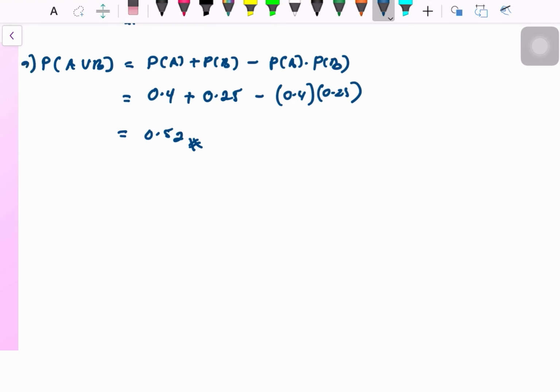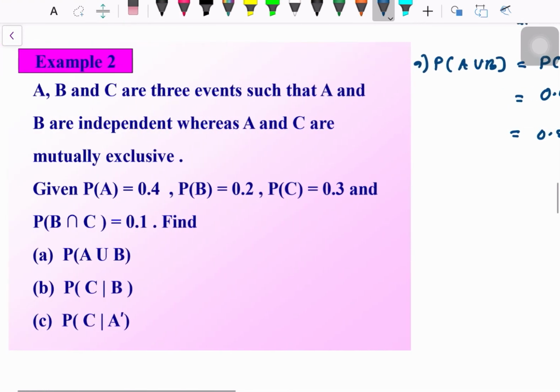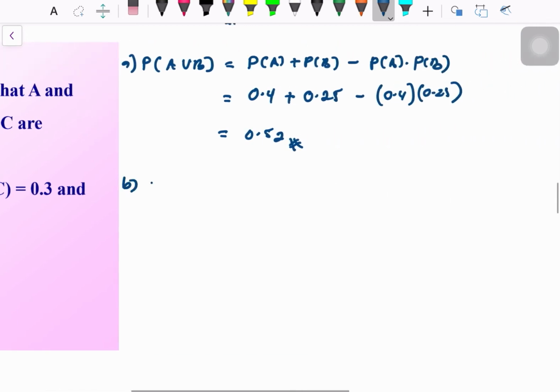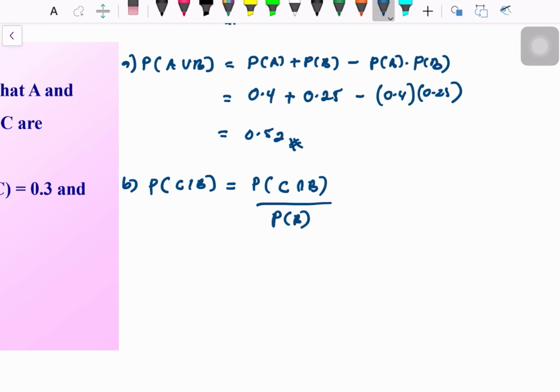Alright, then we go for B, where we would like to find the probability of C given B. The probability of C given B will be equal to the probability of C intersect B divided by the probability of B. This is the formula to find the conditional event when we have C given B. Then we substitute the values. Since we have the value of C intersect B, which is 0.1, we substitute directly. Then the probability of B is 0.2, so this will be equal to 0.5.